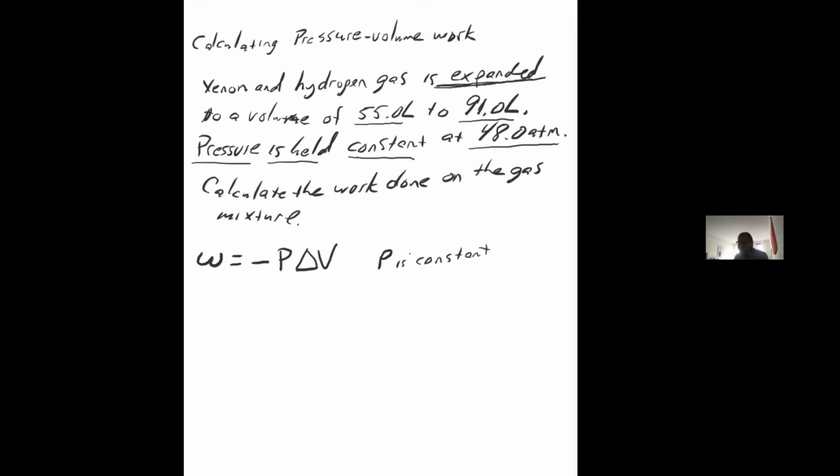Okay, so now let's go ahead and take a look at it. Just to give you an idea of what's happening, you have this gas. It's a mixture of gases. The volume is 55.0 liters. There's a pressure downward. So this is obviously not atmospheric pressure. There's something pushing down really hard. It could be a mechanical device or something like that. And that external pressure is equal to 48 atmospheres.